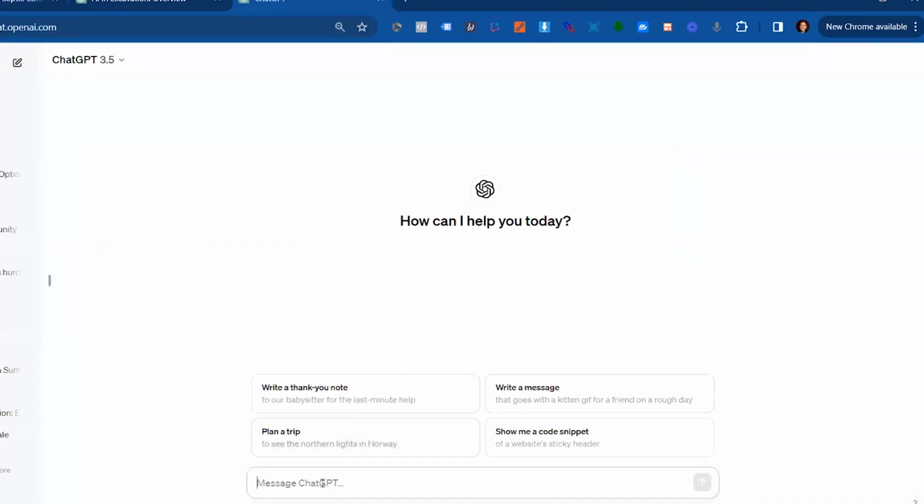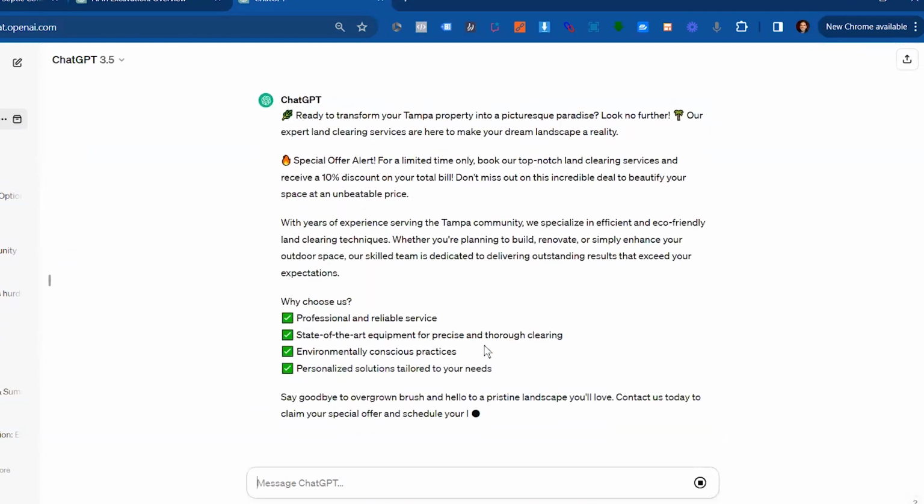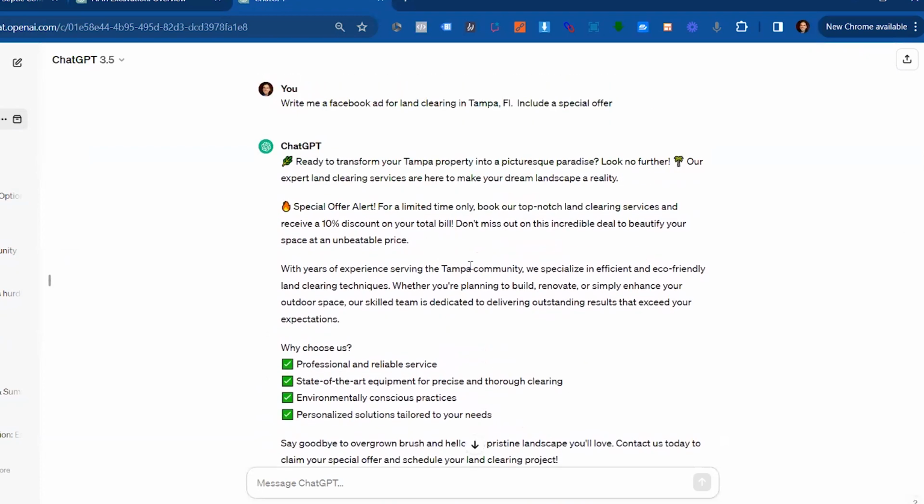And we might write something to the effect of, write me a Facebook ad for land clearing in Tampa, Florida. Include a special offer. And let's see what it does. Not bad. Not bad. Ready to transform your Tampa property into a picturesque paradise?